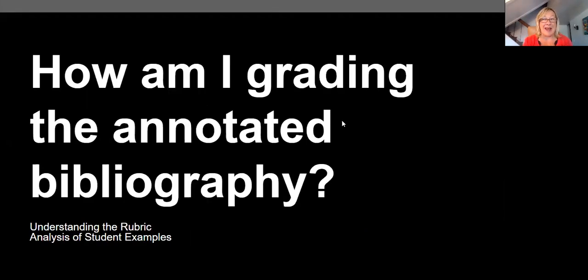And if the paper is not answering those things, chances are you're not going to get the grade that you want. And so that leads to the question, how am I grading this annotated bibliography? So I want to talk about the rubric, and I want to analyze a student example in this process. By the way, you will not be able to see the student example except in this video. The slide deck will be there for you to see, but you won't be able to click on the link for the student example.